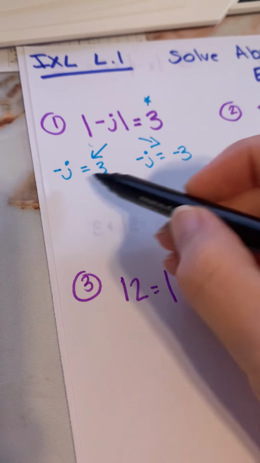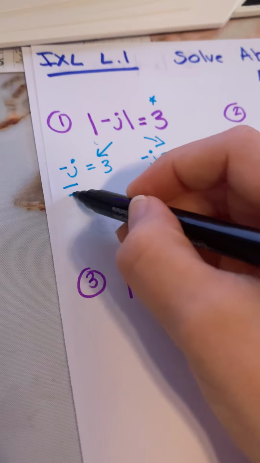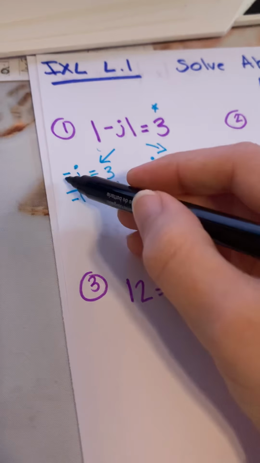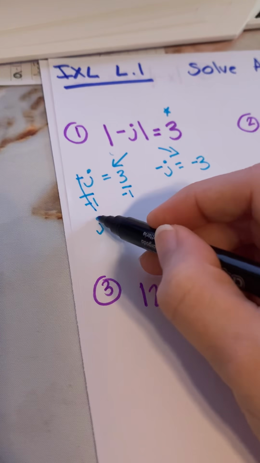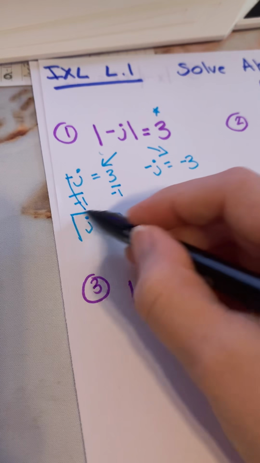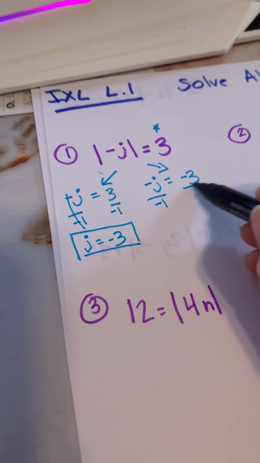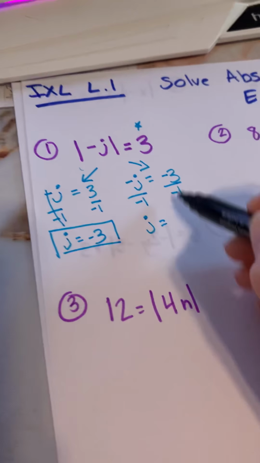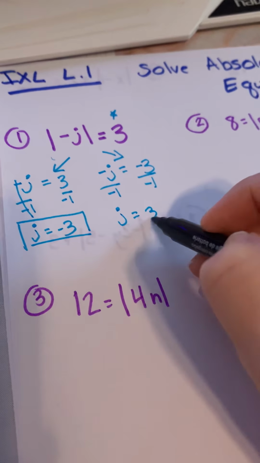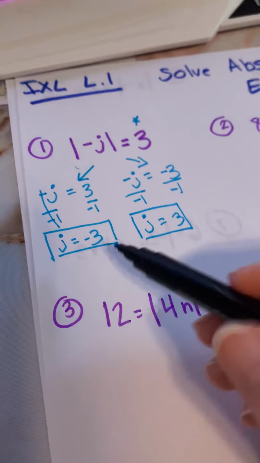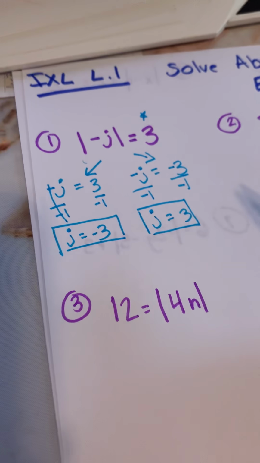So then to solve this for j, all we got to do is divide by negative 1. That cancels the negative out. J equals negative 3. That's the first answer. The second one, we do the same thing, divide by negative 1. But this time, negative 3 over negative 1 would be positive 3. So two answers, one's negative, one's positive.